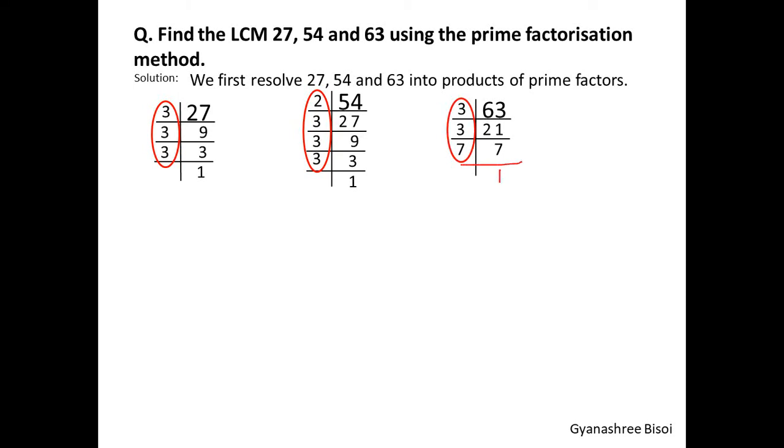Draw a line and put 1. So 7 ones are 7. Now these are the prime factors of 63, right? Now I'll write the prime factorization of 27.